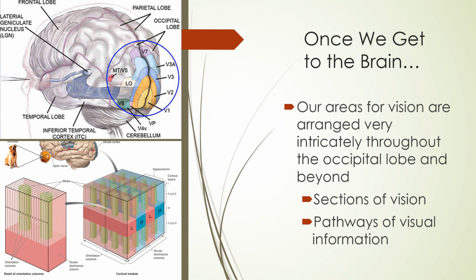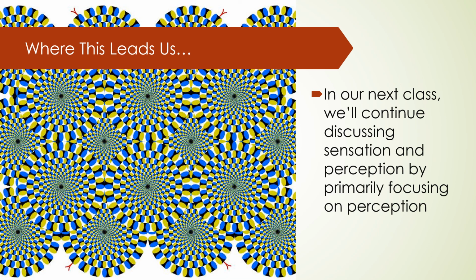But it's important to note here that when we start talking about the brain breaking down this information, we're getting to the next step on the way. We're getting to perception, which is where we're going to be going in our next class.